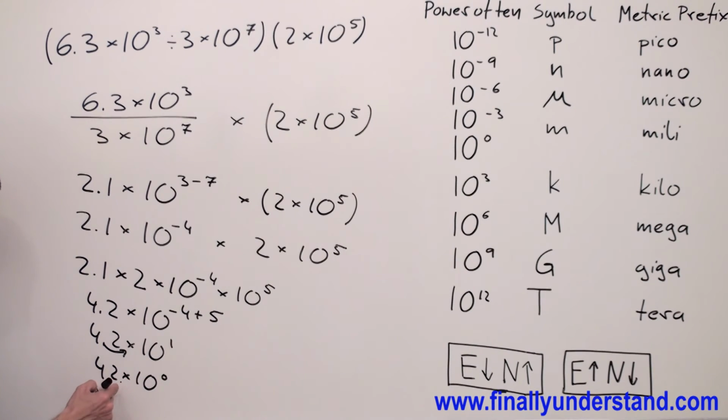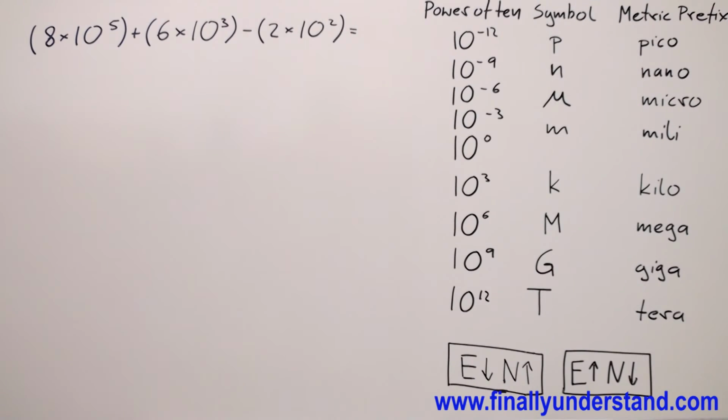On the left side of the decimal point, I have a number between 1 and 999, and the exponent of my power of 10 is 0. That's why this is the correct answer to my problem. Let's take a look at this example. Keep in mind that we're supposed to give the answer in engineering notation.